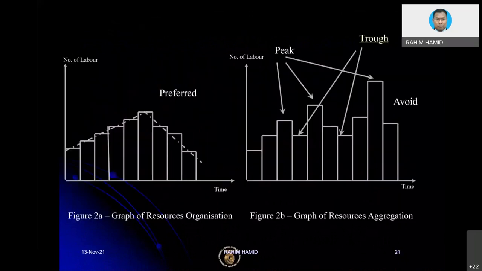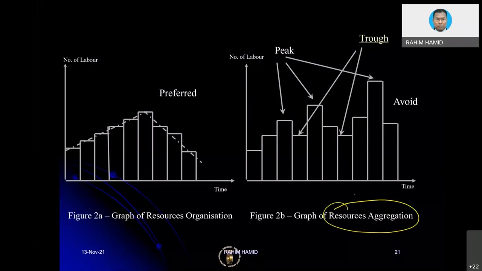So again, resource smoothing: when you initially come up with resource aggregation, which is the cumulative of resources that you plot weekly, monthly, or even daily, you are going to see the peak and then the trough, the valley. This kind of situation might not be good, as it would affect the morale and motivation of the workers, and it affects labor turnover. People just come to your workplace, work for a few weeks, and then leave. That is not good for any organization. High turnover rate reflects that something is not right in your organization.